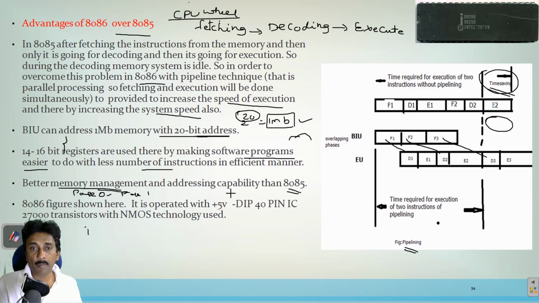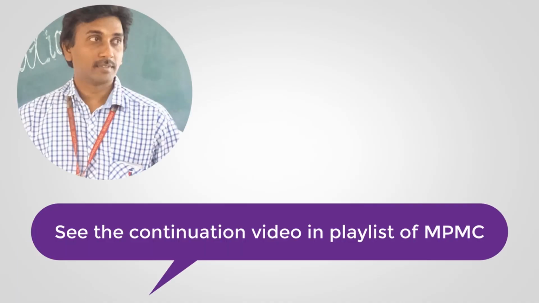Of course, we have some addressing capability, which means that here you can have a larger IO addressing capability: 2 power 16, that is 65536 IO address spaces, provided in the 8086 microprocessor. IO addressing capability provided in the 8086 microprocessor is more than in the 8085. The last point we have discussed in the previous slide. This 8086 microprocessor operates with a plus 5 volt supply in a dual inline package which is a 40-pin IC. During those days, around 78-79, this 8086 microprocessor was manufactured with NMOS technology, which comprises 27,000 transistors.